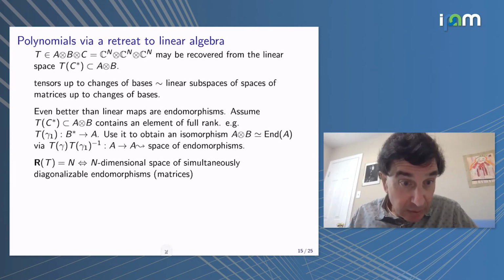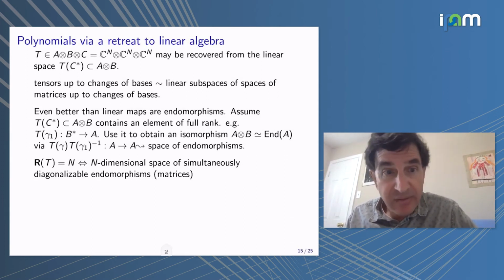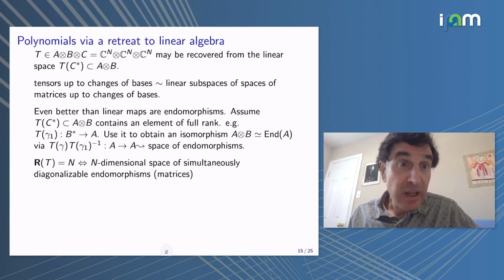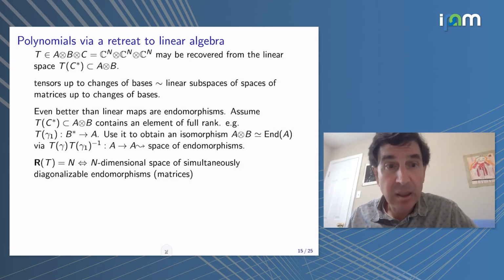Now, it's clear that if I have an n-dimensional space of simultaneously diagonalizable matrices, then I could take the basis, the elements on the diagonal, and the associated tensor would have rank n, because each of those things are rank 1 on the diagonal. And this is an if and only if statement. The rank of my tensor is n if and only if this image corresponds to an n-dimensional space of diagonal endomorphisms. Now, this looks great because it reduces us from the world of tensors to the world of classical linear algebra.